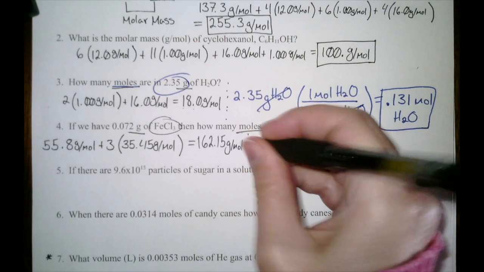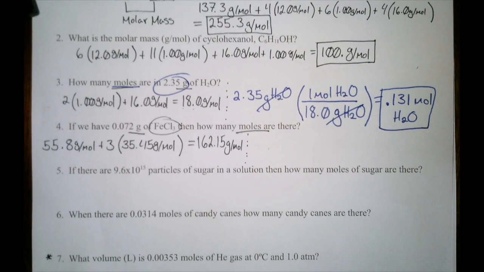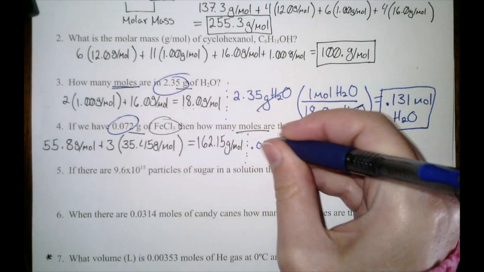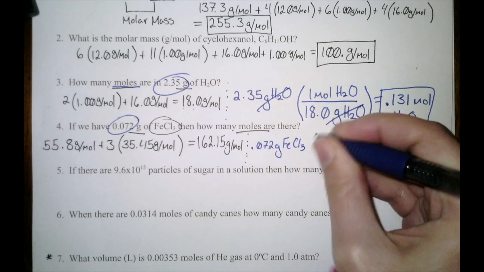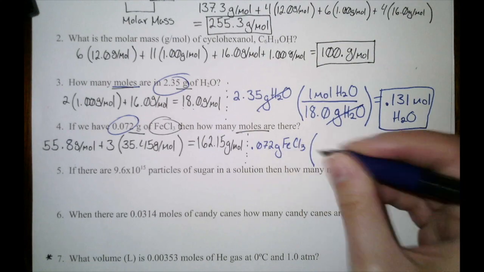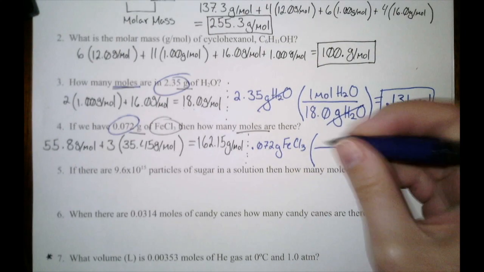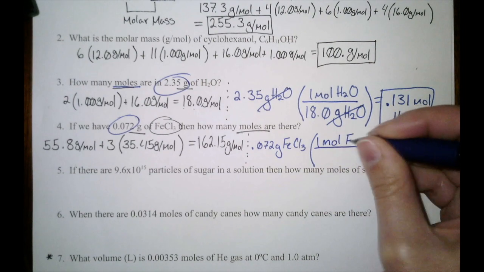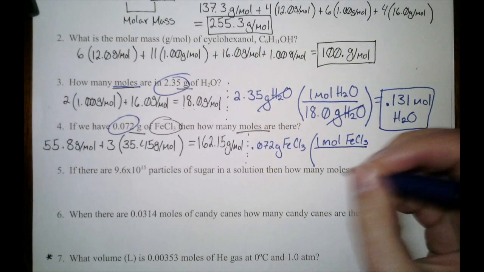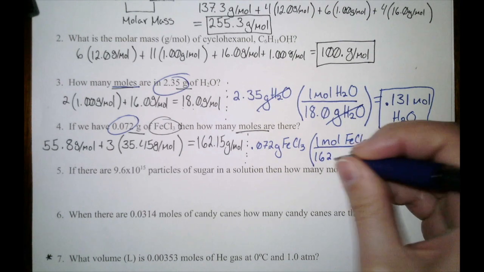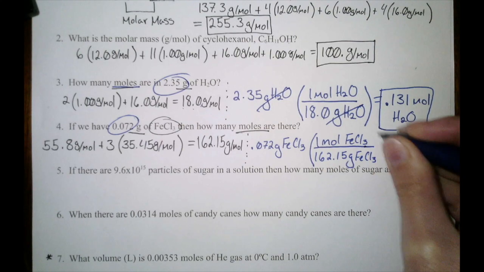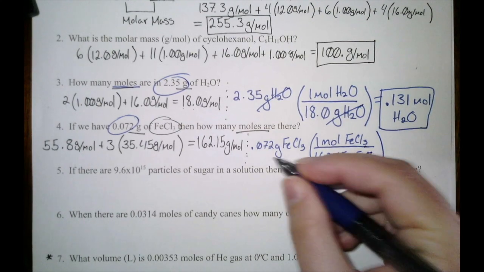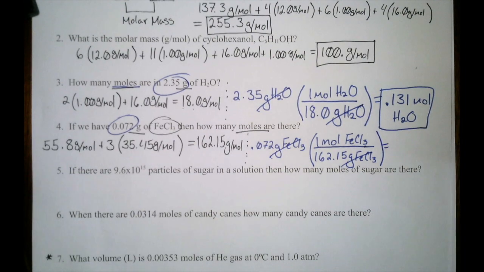So now that we have the molar mass, we can set up our actual conversion. I'm going to start with what they gave me, which is 0.072 grams of iron(III) chloride. Again, I want to be able to cancel grams, so that means my 1 mole of iron(III) chloride will go on the top, and my 162.15 grams of iron(III) chloride will go on the bottom, so that my mass of iron(III) chloride cancels.